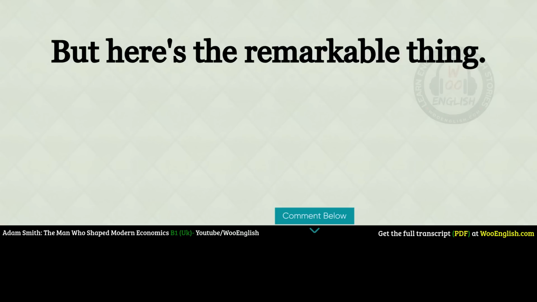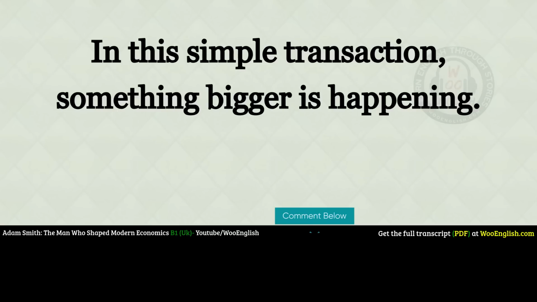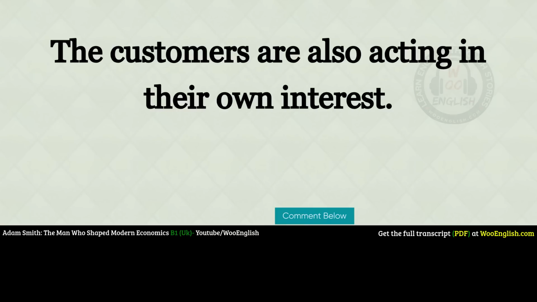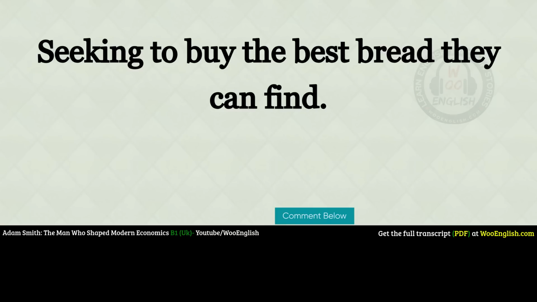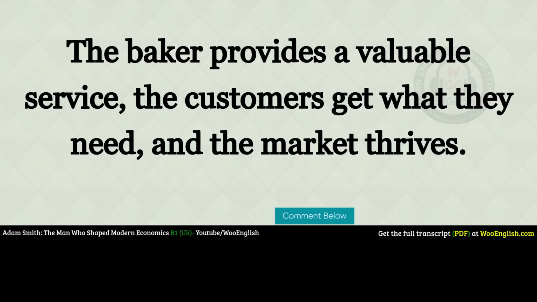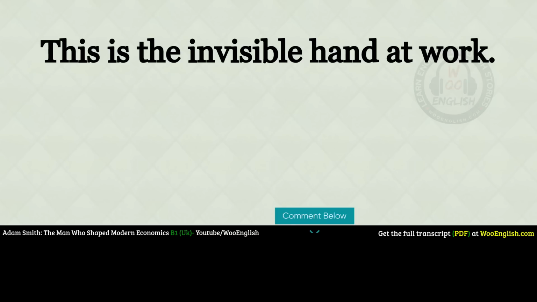But here's the remarkable thing. In this simple transaction, something bigger is happening. The baker is working for his own benefit, trying to make money. The customers are also acting in their own interest, seeking to buy the best bread they can find. Yet, without anyone planning it, the whole community benefits. The baker provides a valuable service, the customers get what they need, and the market thrives. This is the invisible hand at work.